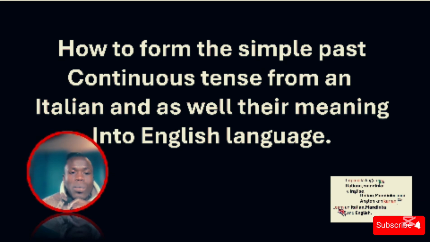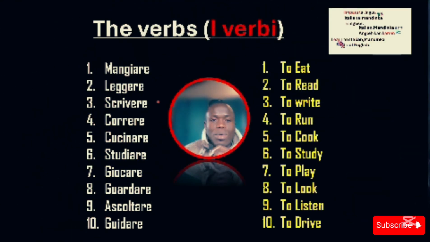Now, we have 10 verbs. Abbiamo 10 verbi. When you say verbs, it is plural. Verbi means plural. So these 10 verbs are, number one, mangiare, which means to eat, leggere, which means to read, scrivere, which means to write, correre, which means to run, cucinare, which means to cook, studiare, which means to study, giocare, which means to play, guardare, which means to look, ascoltare, which means to listen, guidare, which means to drive.